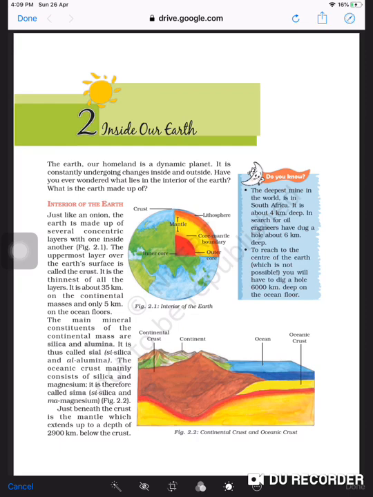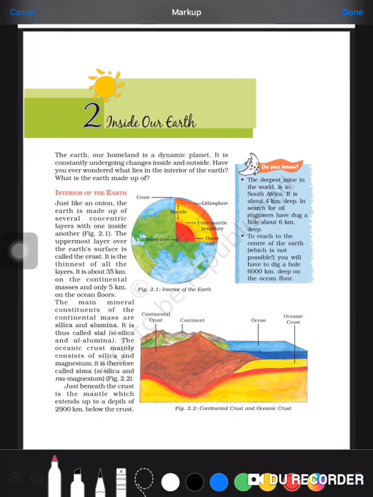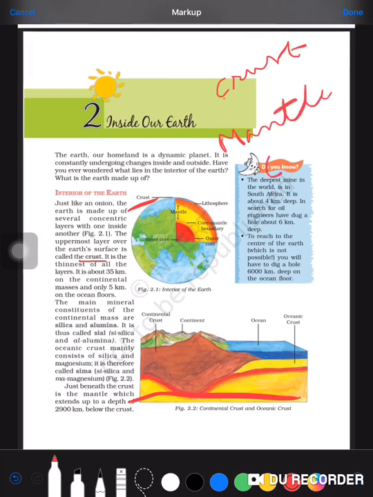Look, the three layers are crust, mantle, core. I'm writing here: three layers are crust, mantle, core. Crust is the outermost layer, mantle is the middle layer, and core is the innermost layer.